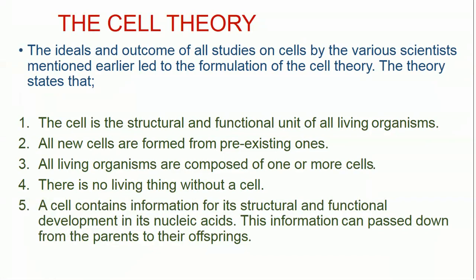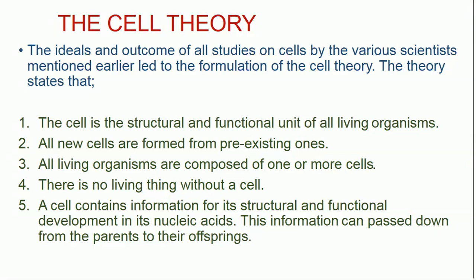Now let's look at the cell theory. The ideas and the outcome of all the studies on cell by the various scientists mentioned earlier led to the formulation of the cell theory. The cell theory states that 1. The cell is the structural and functional unit of living organisms. 2. That all new cells are formed from pre-existing ones. No one manufactures cells. You can only get new cells from the old ones.